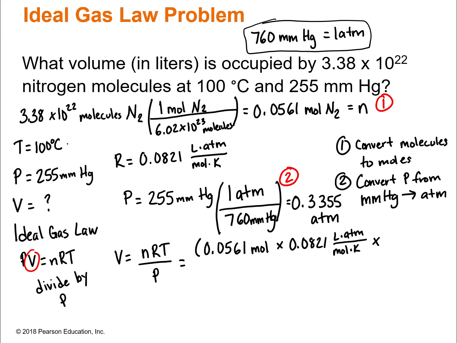So our temperature is 100 degrees Celsius. That's 337 Kelvin. Let me try that number again. 373 Kelvin. It's still early for me too.